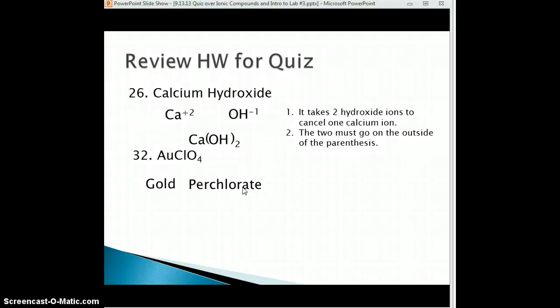Perchlorate has a charge of -1, and so since it takes 1 gold to cancel out 1 perchlorate, the Roman numeral for gold must be 1. And this is nothing different than we've covered the last few days in class.